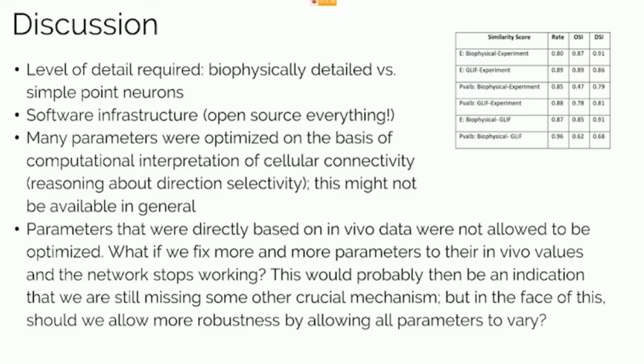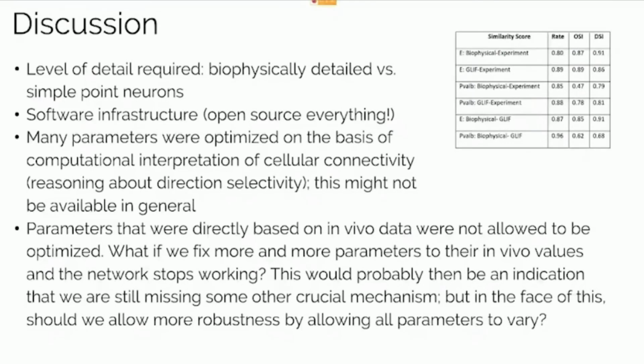Software infrastructure, as we've seen in the previous slide, is very open. So this is really a big advantage, especially as these models are becoming more integrated. And if you want to integrate one other biophysical characteristic, you don't have to reinvent everything from scratch, but you can build upon existing work. In the model, many parameters are optimized on the basis of a computational interpretation of connectivity. So we were reasoning already on a computational level about orientation selectivity and in particular direction selectivity, but these notions of computation might not in general be available for all parts of cortex.